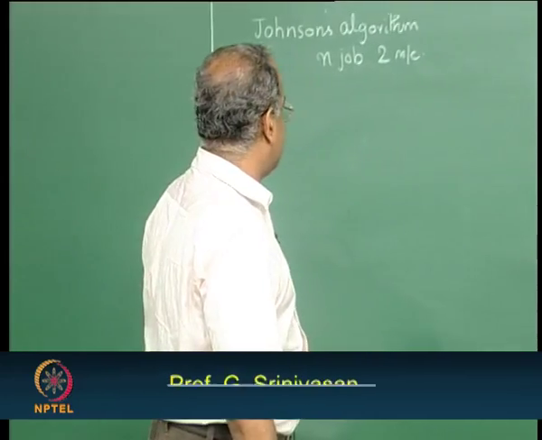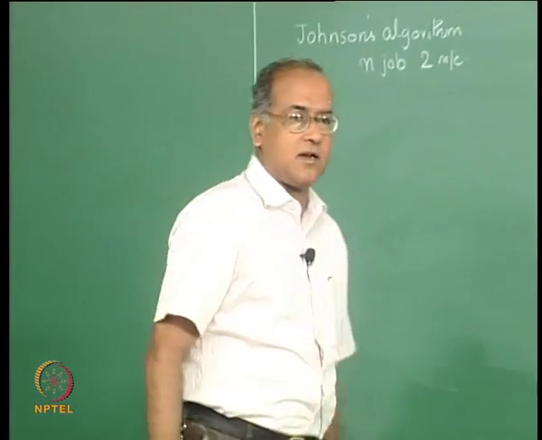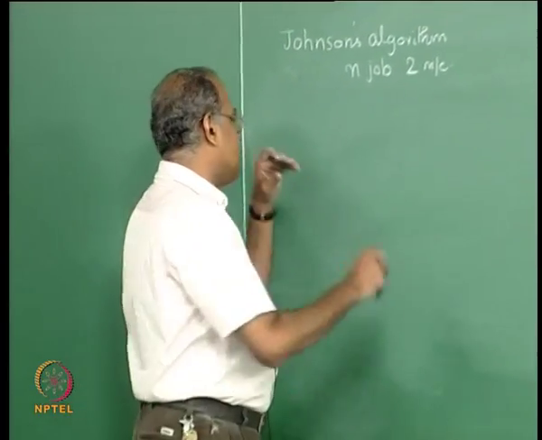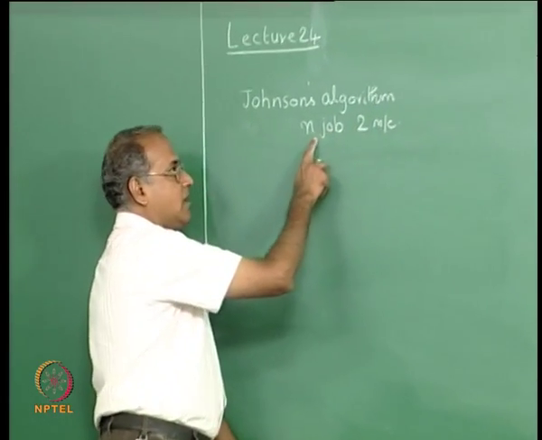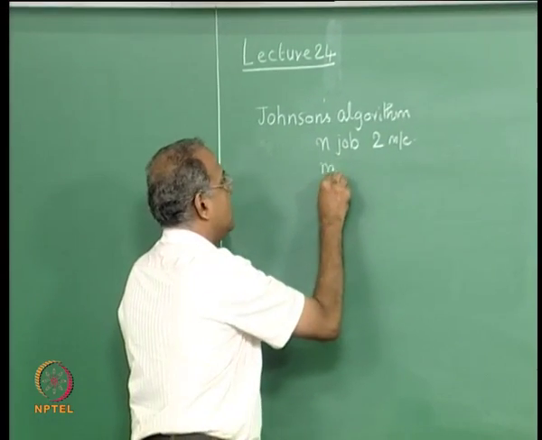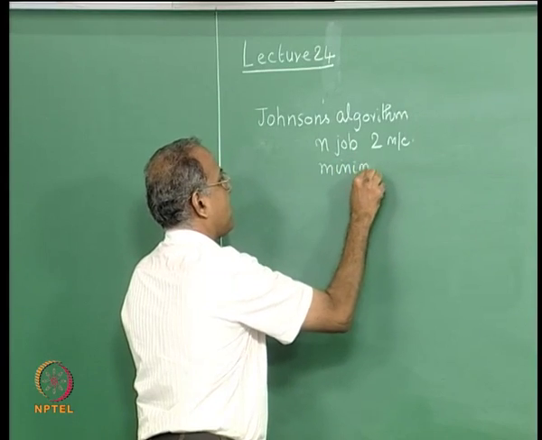In this lecture we continue the discussion on sequencing and scheduling. In the previous lecture we looked at Johnson's algorithm, which is applied on an n job 2 machine problem to minimize Makespan.